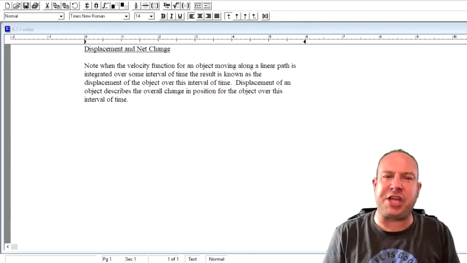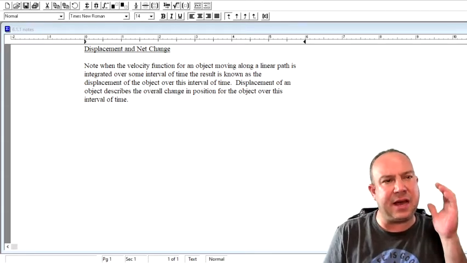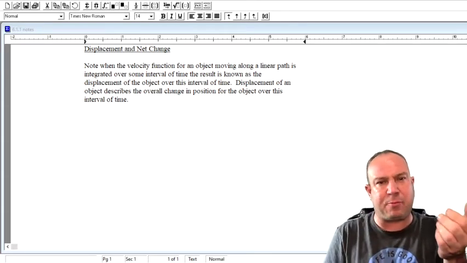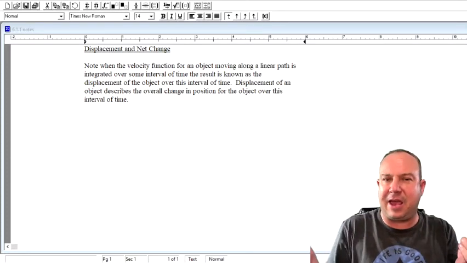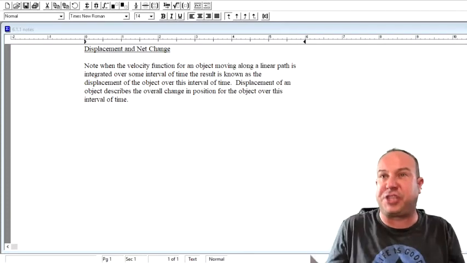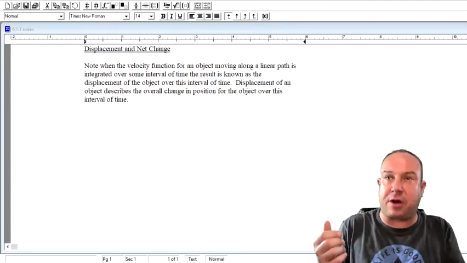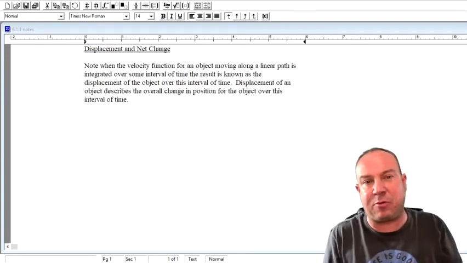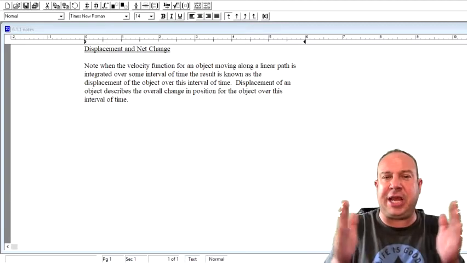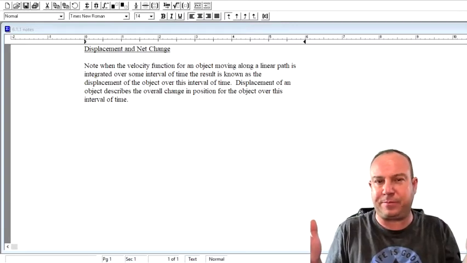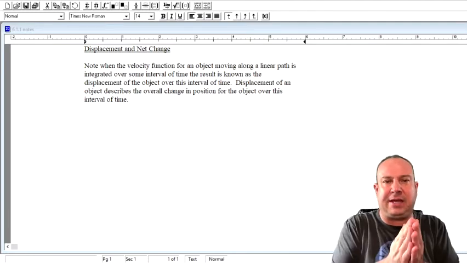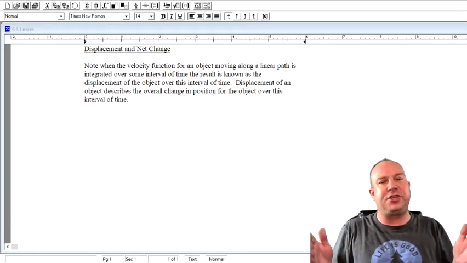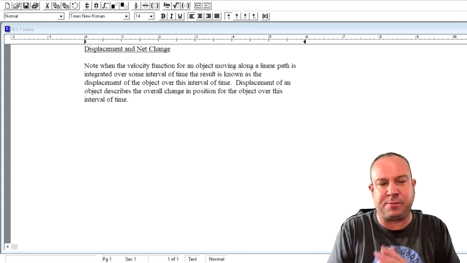How much does it change from the beginning of time, where we might start the stopwatch, up to where we stop the stopwatch? There's going to be some change in position. We might have to go from point A to point B, and how much did we change in that position? That understanding is displacement.